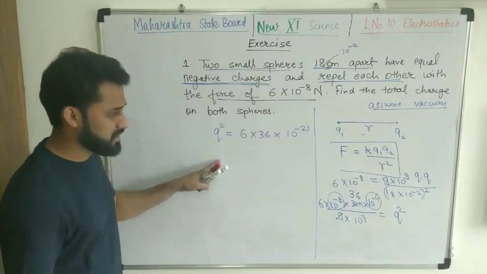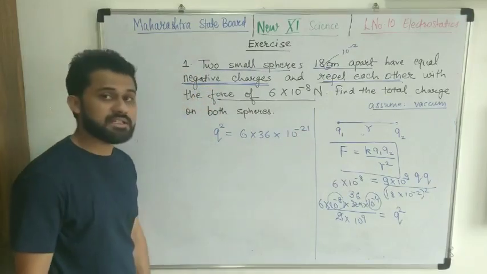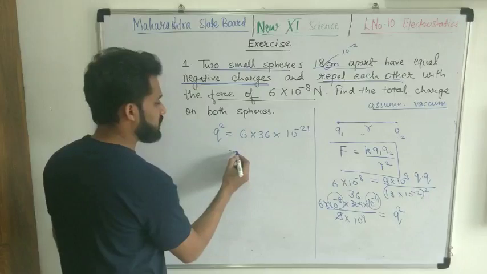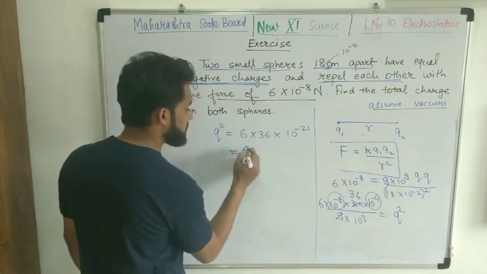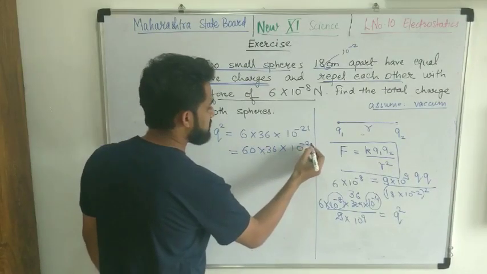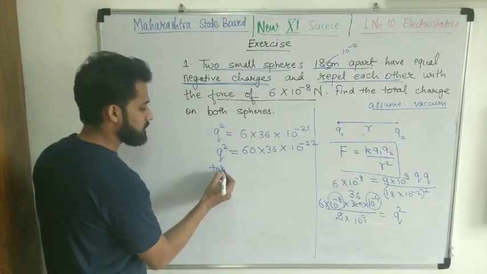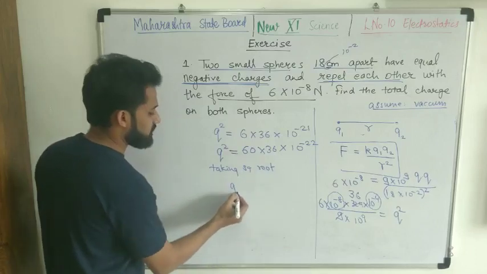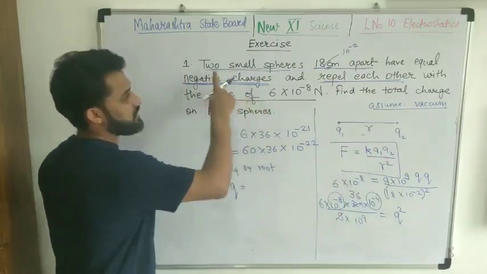Can I take the square root straight away? No. The problem is that the power of 10 is an odd number. So I'll make it even first. In order to make it even, what I can do is write this as 60 times 36 times 10 to the power minus 22 is Q squared, and then taking the square root, you get the value of charge Q, that is the charge on each of the spheres, because charges are equal.